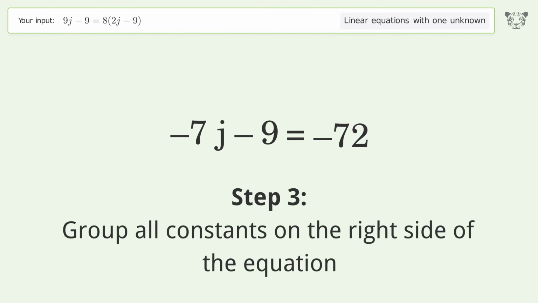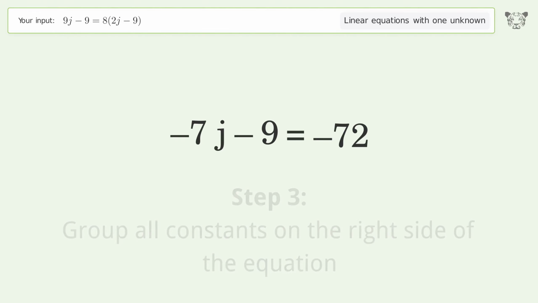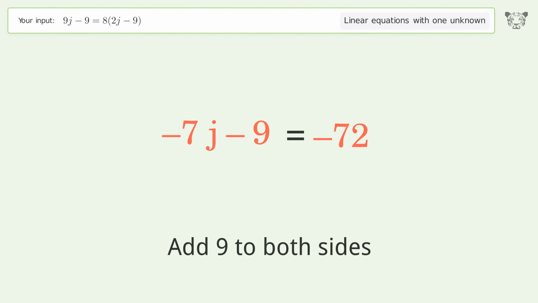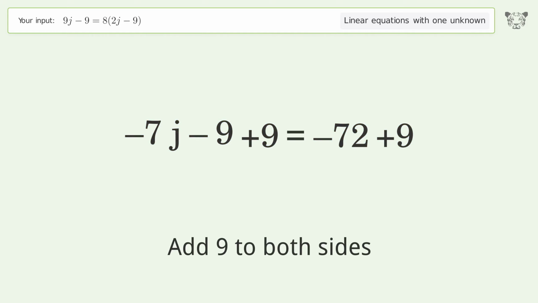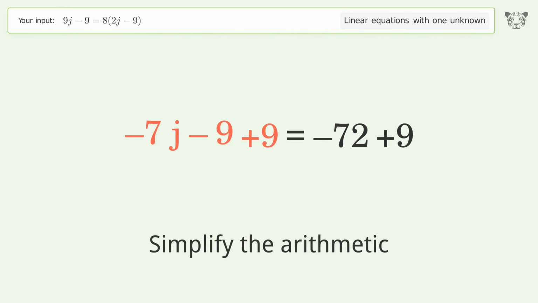Group all constants on the right side of the equation. Add 9 to both sides. Simplify the arithmetic.